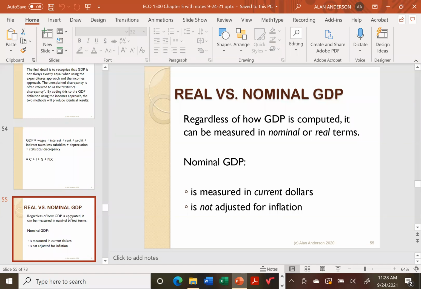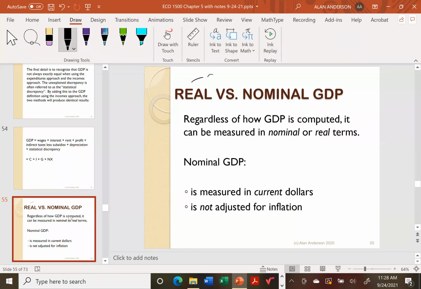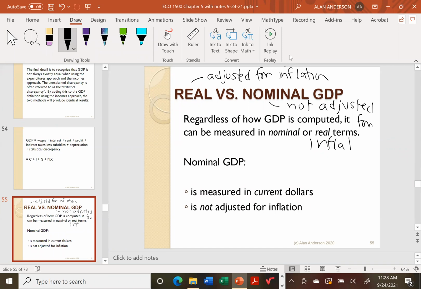And we'll see how that's done. But just be aware that no matter what concept we're looking at, it's not just GDP. Just think of real as adjusted for inflation, and nominal as not adjusted for inflation. In other words, this is just what we observe in the marketplace. That's the main distinction. Now, you notice at the bottom here, it says it is measured in current dollars. So in our case, that would be, of course, 2021 dollars. That's the market price of what we're producing right now.